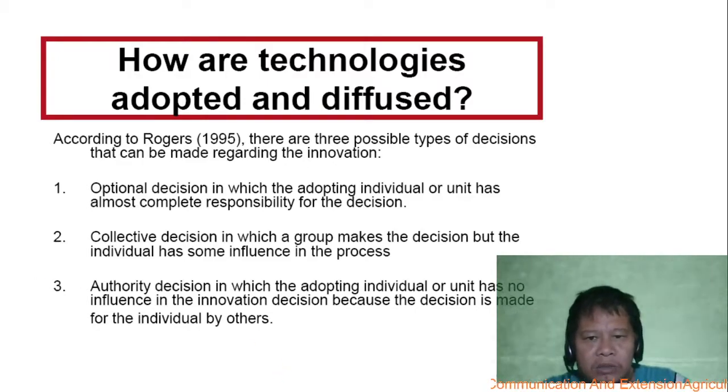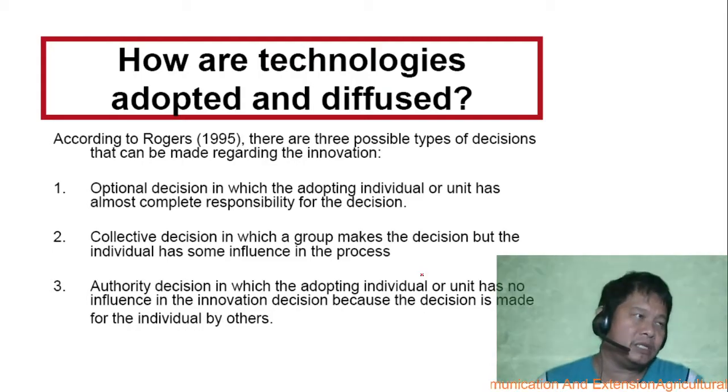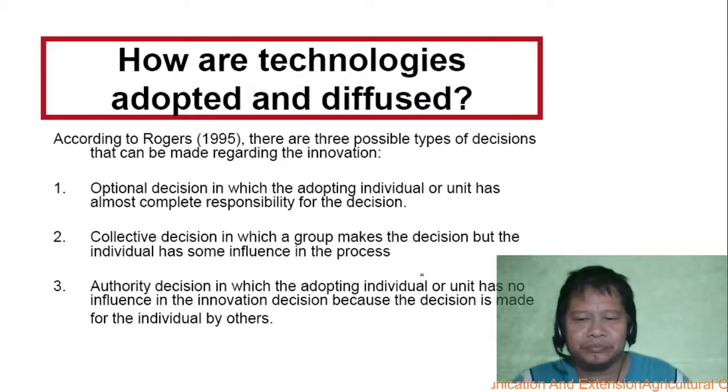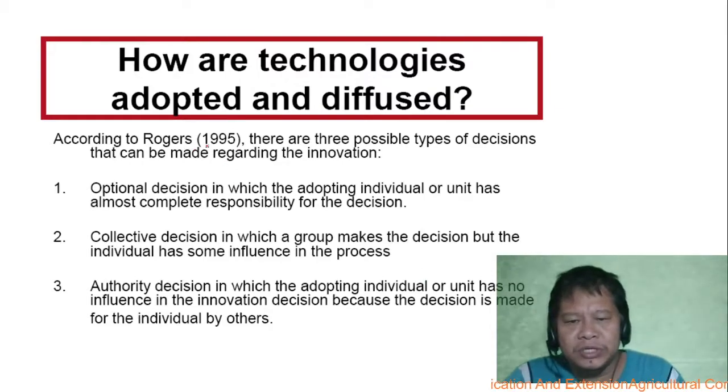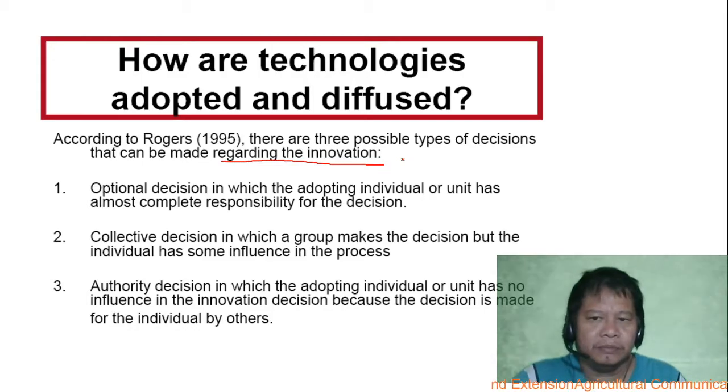Now, how are technologies adapted and diffused? So, paano ito gi-adapt? Paano ito na disseminate? Paano ito nagkalat? So, according to Rogers in 1995, there are three possible types of decision that can be made regarding an innovation.